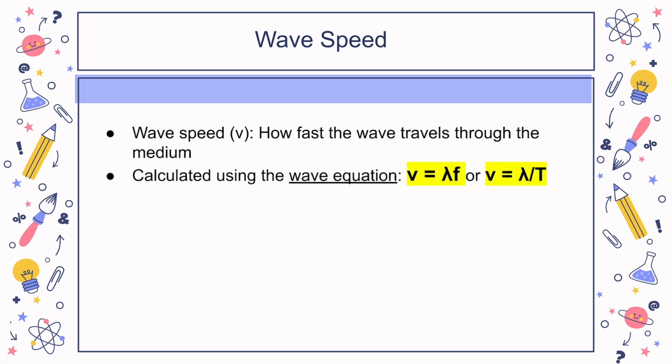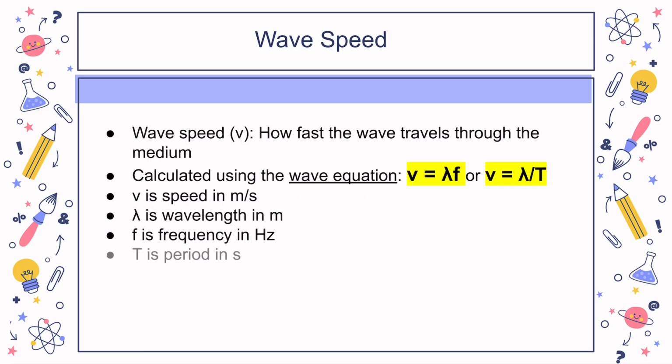We calculate wave speed using the universal wave equation, where v, representing the speed of the wave, is equal to lambda, the wavelength in meters, multiplied by the frequency in hertz. Or the speed of the wave is equal to the wavelength, lambda, divided by the period. The speed is in meters per second, the wavelength is in meters, frequency is in hertz, and the period is in seconds.